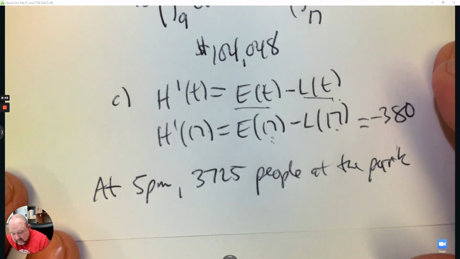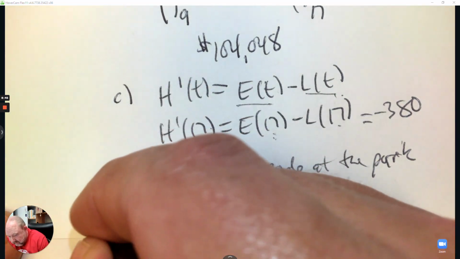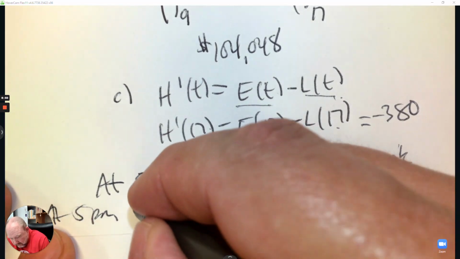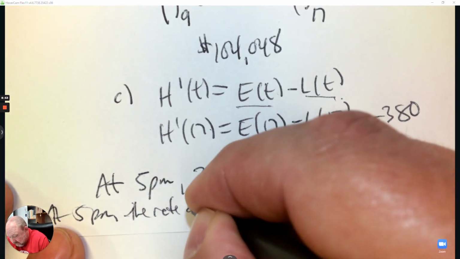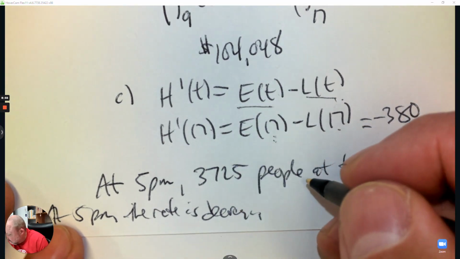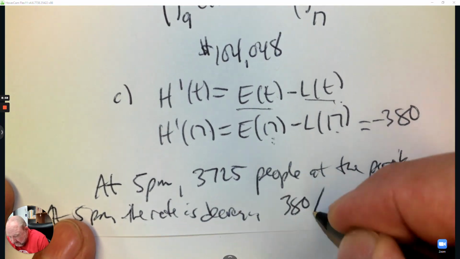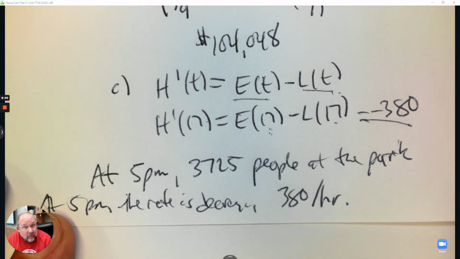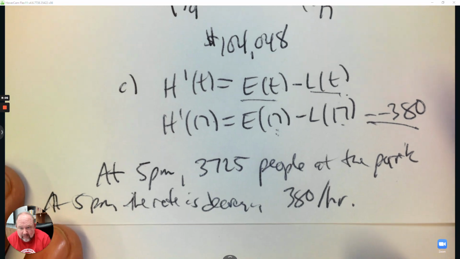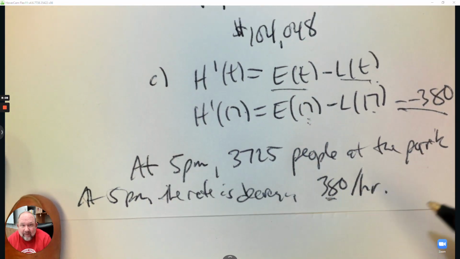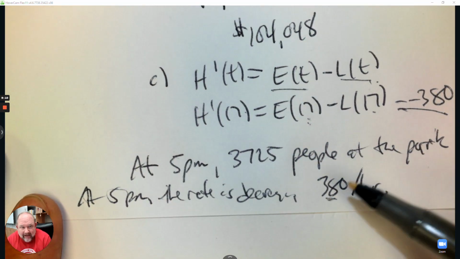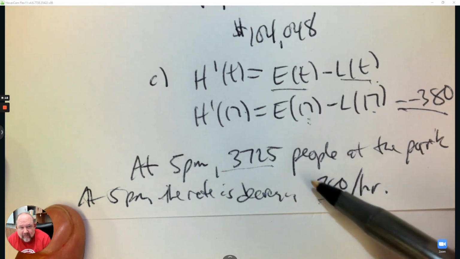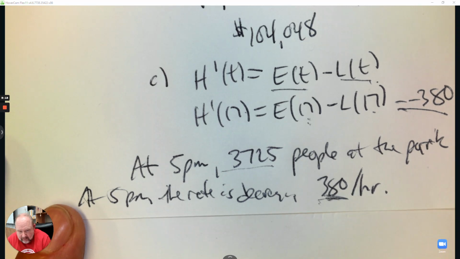The derivative on the other end tells you the rate. So at 5 p.m., the rate is decreasing at a rate of 380 people per hour. So because it's negative, the number of people in the park is going down. The rate is going down at that rate per hour. In terms of, on average, 380 people are leaving the park more than entering. So the difference between it, if you go hour by hour, it's going down by 380.